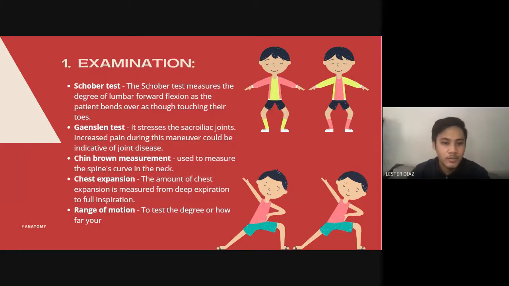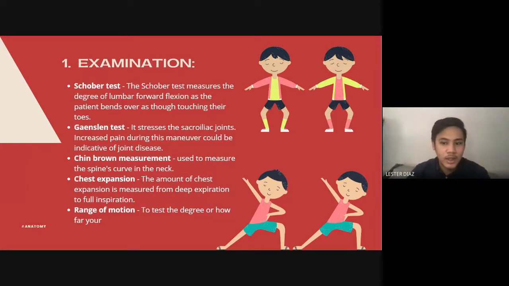Then you have the chin-brow measurement. This is a method used to measure the spine's curve in the neck. Patients with ankylosing spondylitis often have necks that angle forward sharply as the spine stiffens. If the doctor is going to use the chin-brow measurement to monitor your angle, the first time he or she takes the measurement will be called your baseline. After that, the doctor will compare each successive chin-brow measurement to the baseline to see if the angle gets worse. So next is the chest expansion.